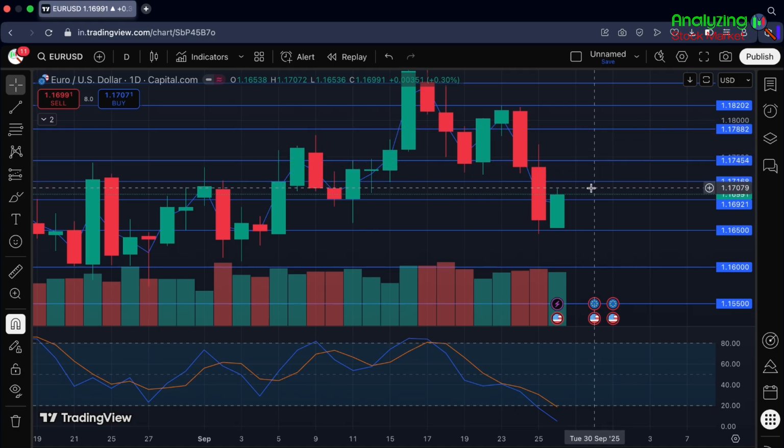So these are the important support zones and resistance zones that will help you to take better stop loss and target levels according to your bias. So do mark these levels.